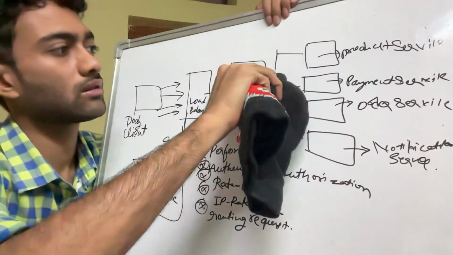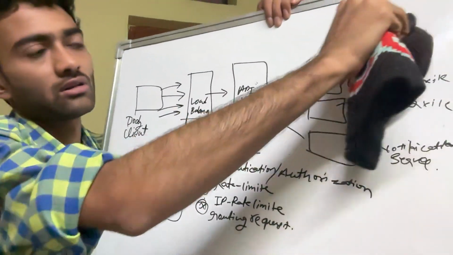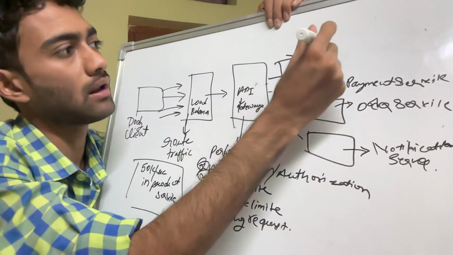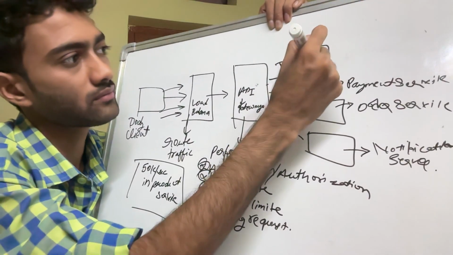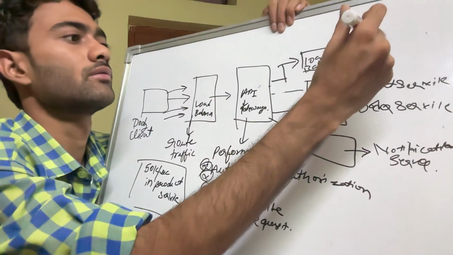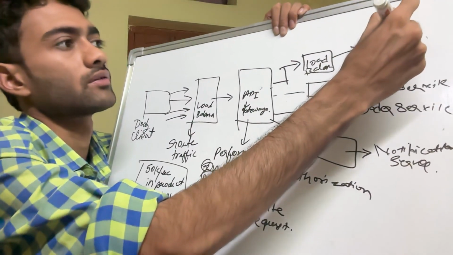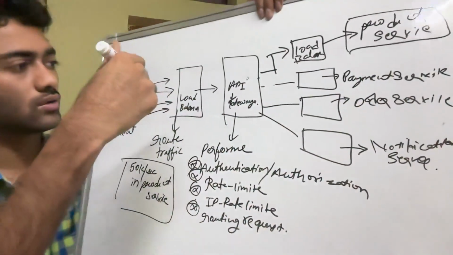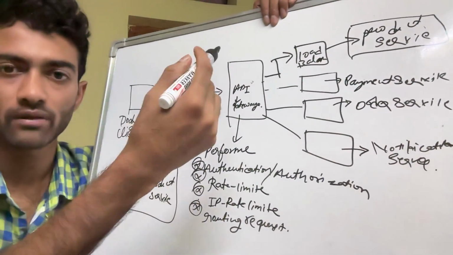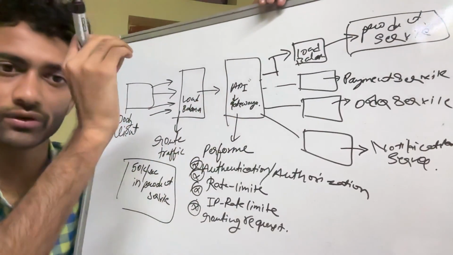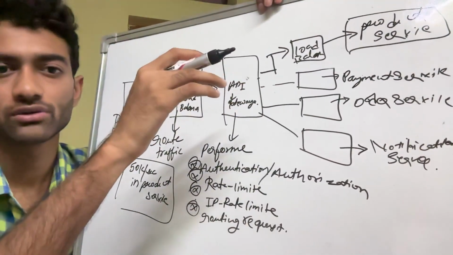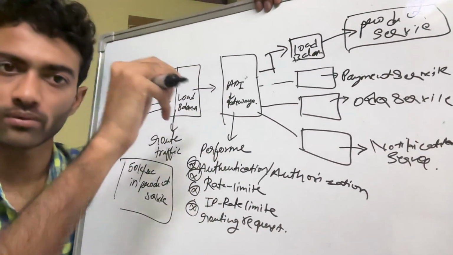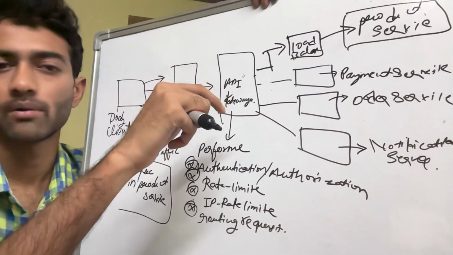So in this scenario, we will place this load balancer, and this will be the product services. So a load balancer can be used before the API gateway, and a load balancer can be used after the API gateway to distribute the traffic. The main function of a load balancer is to distribute traffic across multiple servers to ensure a scalable and reliable system.